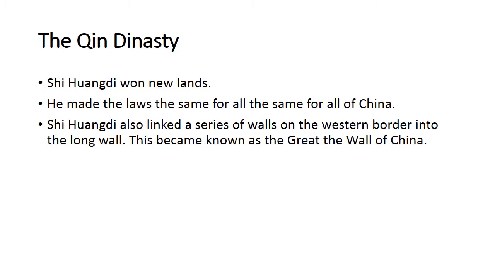Huangdi had about 7,500 life-size clay soldiers buried with him. Each one was at least 6 feet tall. Each one had a different look on his face. The civil war continued after Huangdi's death. 4 years later, the Qin Dynasty fell.